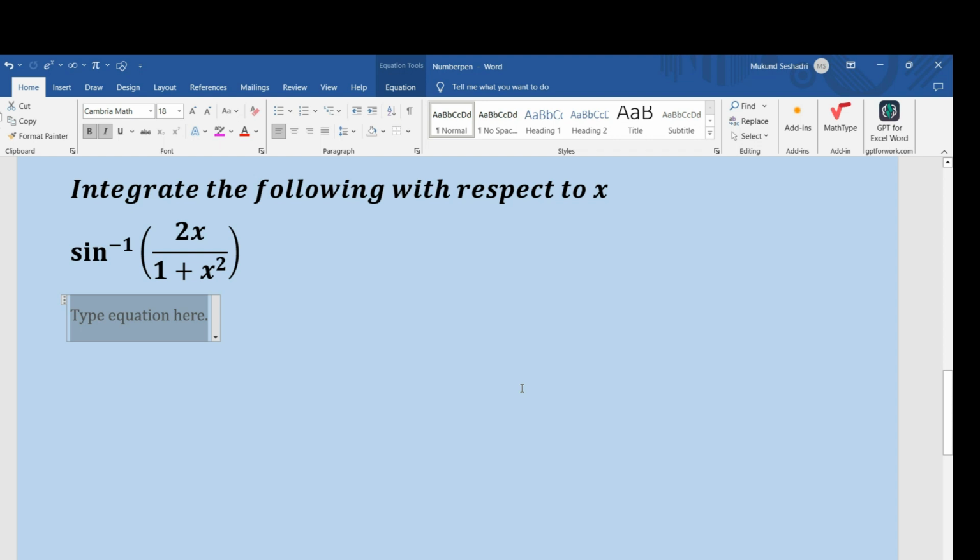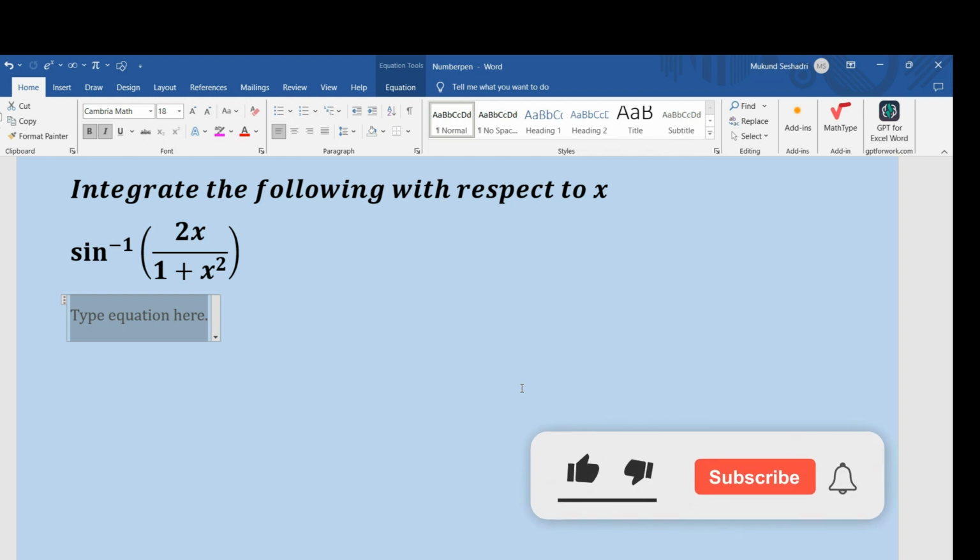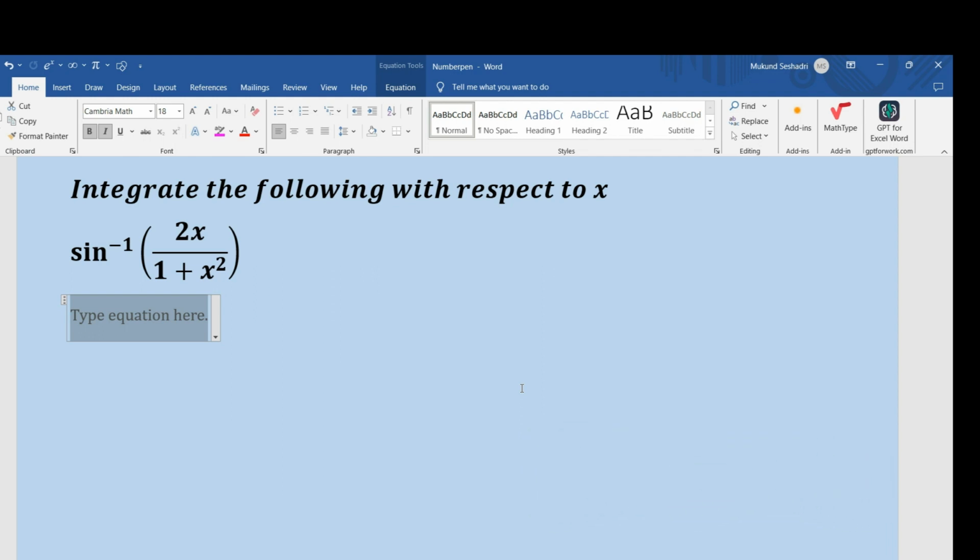So there we have the problem on the screen. Integrate the following with respect to x. We have sine inverse of 2x divided by 1 plus x square. So what we've been given is dy by dx and we've been asked to find y. My y is nothing but the integral of the given expression. So let's write down what our y is.